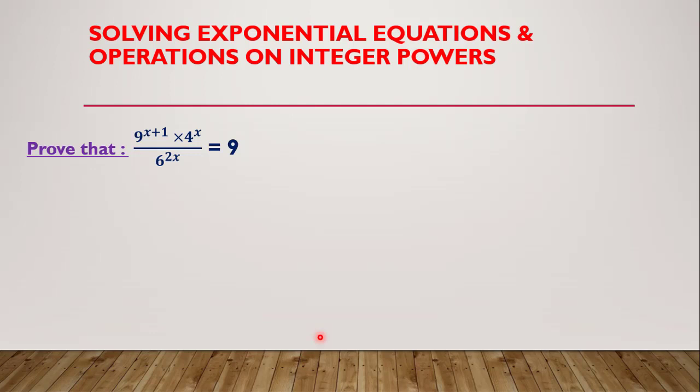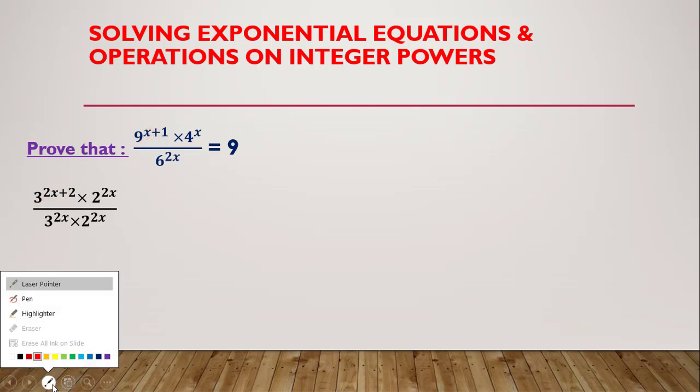Another exercise, prove that 9 power x plus 1 multiply 4 power x over 6 power 2x equals 9. Okay, 9 is 3 power 2, and 4 is 2 power 2, and 6 is 2 multiply 3. So I write, instead of 9, I write 3 power 2.